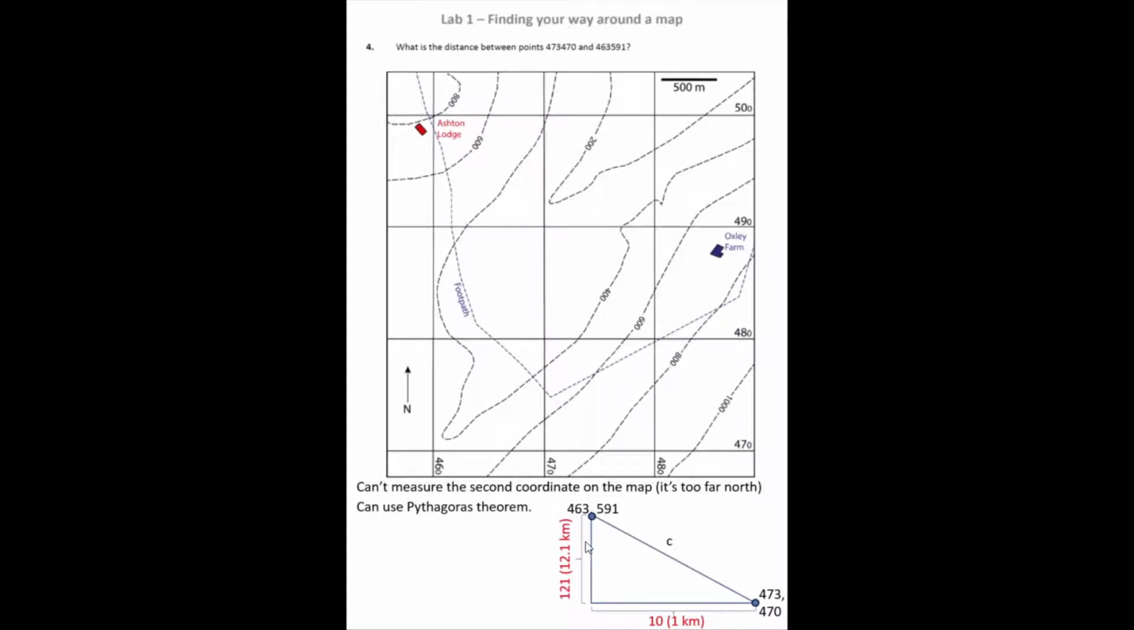And hopefully you guys remember from GCSE maths that Pythagoras' theorem says that the square of the hypotenuse is equal to the sum of the squares of the other two sides. So what we do is take 1 squared, add it to 12.1 squared, and then take the square root of that, and that gives us our hypotenuse distance, our straight line distance between those 2 points, working out as 12.14 kilometers.